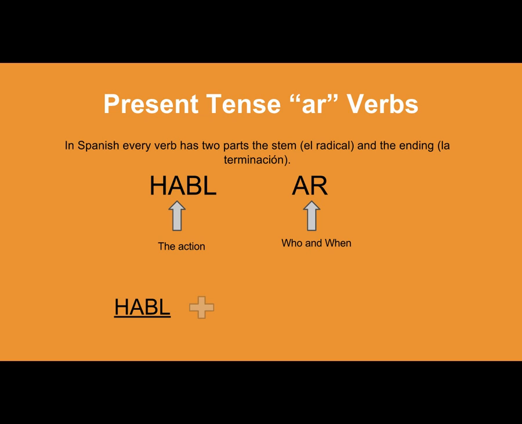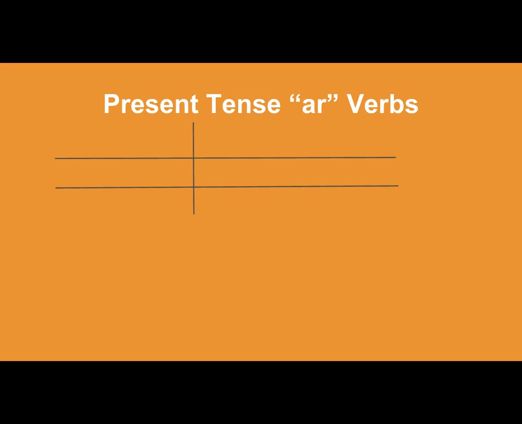The stem plus an O ending is hablo, which tells us that I speak and that I am doing it in the present tense. So to conjugate verbs in Spanish, the first step is to take off the ending, the AR for AR verbs, and add the following endings.